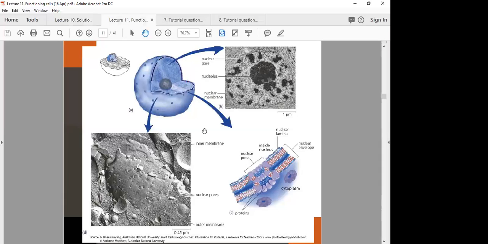All right, and down here we can see the nuclear envelope. So remember, two membranes. Here's one lipid bilayer, so that's one membrane, and here's another lipid bilayer. So double membrane, and here's the nuclear pore complex.